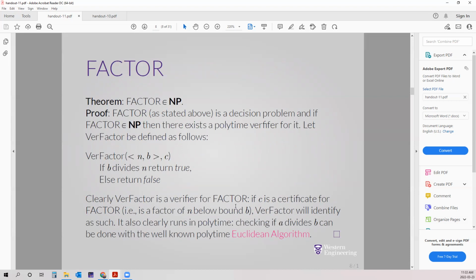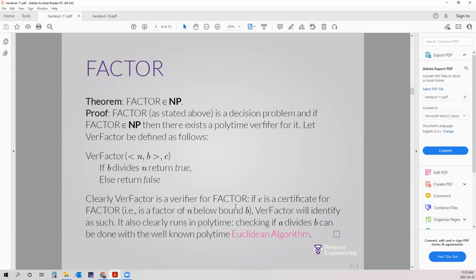Theorem: Factor belongs to NP. Proof: Factor as stated above is a decision problem, and if Factor belongs to NP, then there exists a polytime verifier for it. Let Verify-Factor be defined as follows: given n, b, and c, if c divides n, return true, else return false.